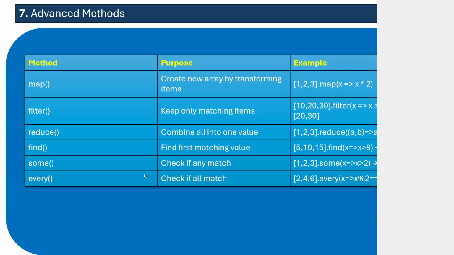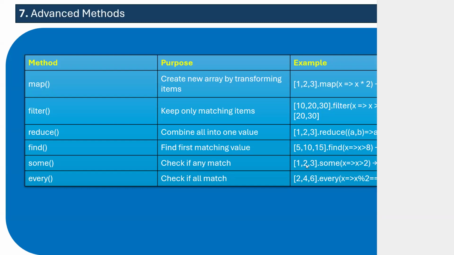Meaning of sum: it will check if any one of the elements matches the condition. If any one matches, it returns true. If none of them match, it returns false. I'll repeat: sum returns true if anyone satisfies the condition. If none are satisfying the condition, it returns false.